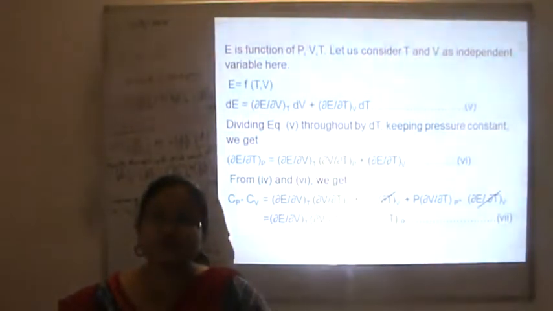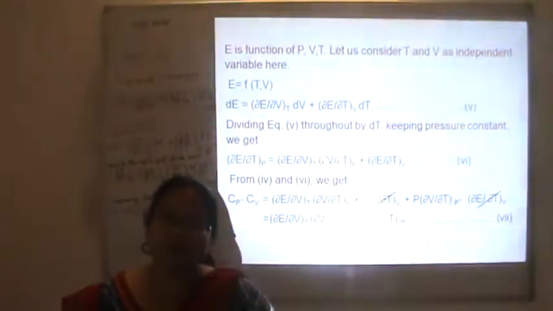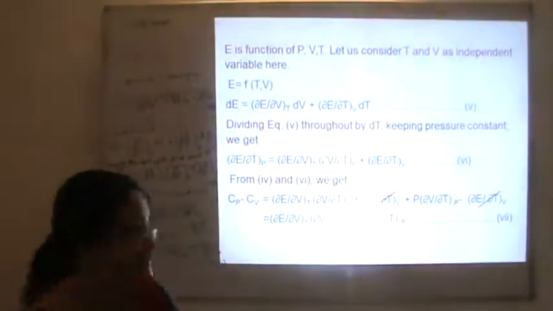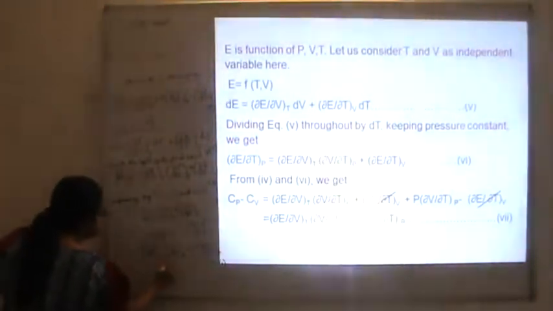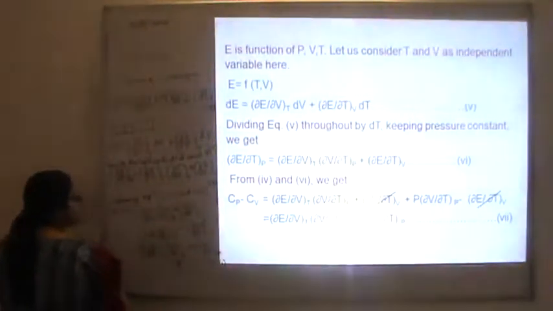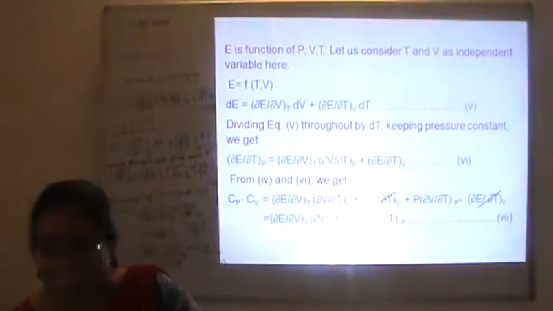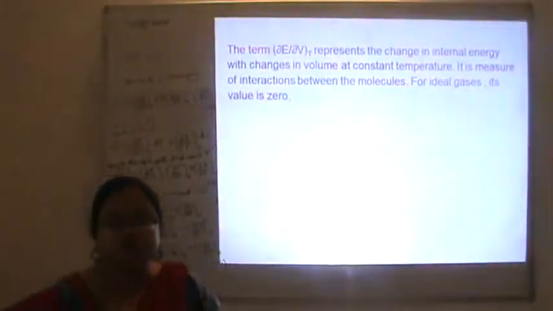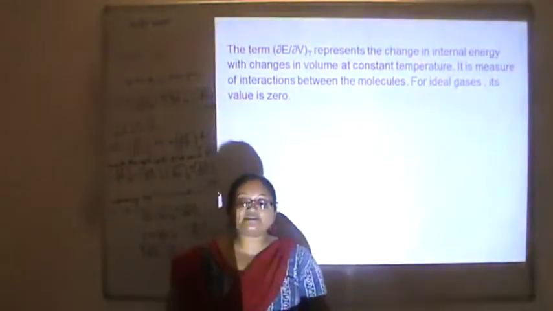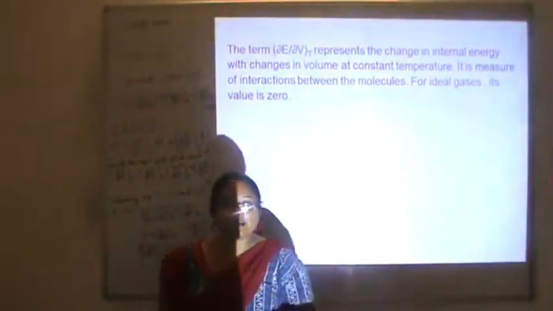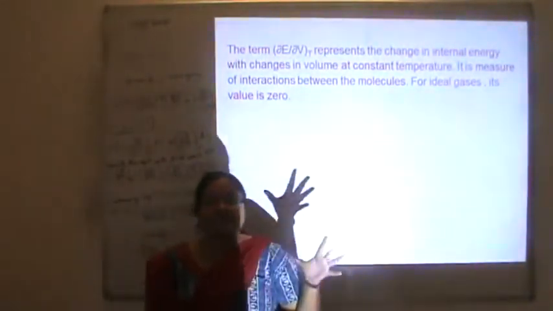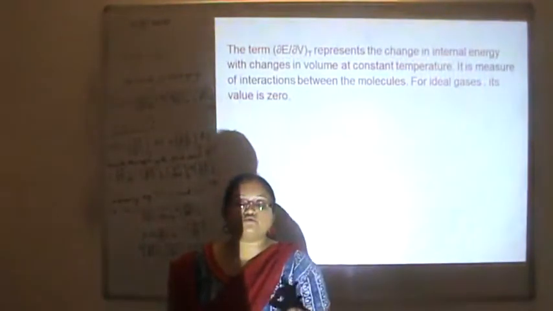We are trying to establish the relation of Cp minus Cv for ideal gases. So in case of ideal gases, this term del E by del V at constant T is 0. How? The term del E by del V at constant T represents the change in internal energy with change in volume at constant temperature. It is a measure of interaction between the molecules.